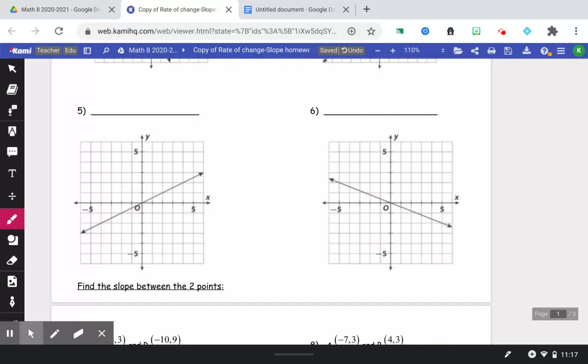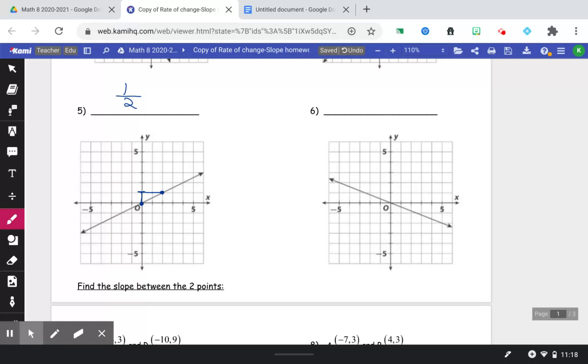All right, looking at number 5. Let's use that point. I'm going to keep reading, and then that's a nice point. So my change of y, I go up 1, and I'm going to go to the right 1, 2 spaces. So +1 over +2. 1/2 would be your slope.